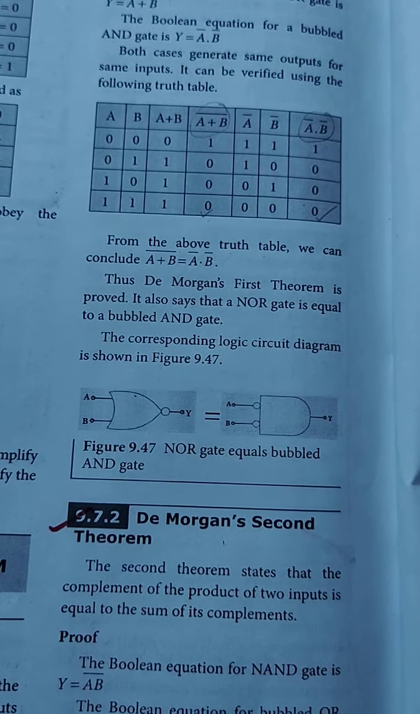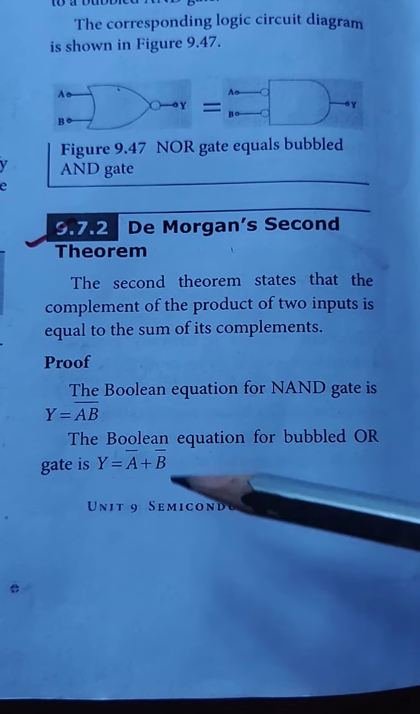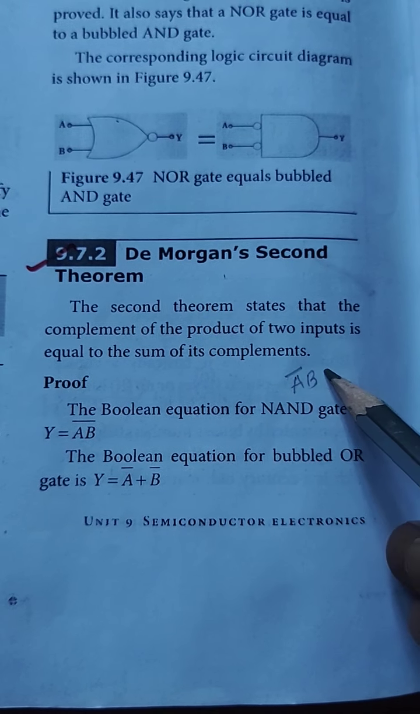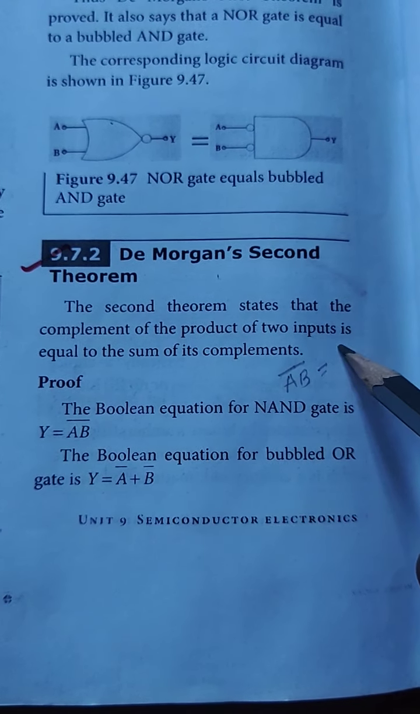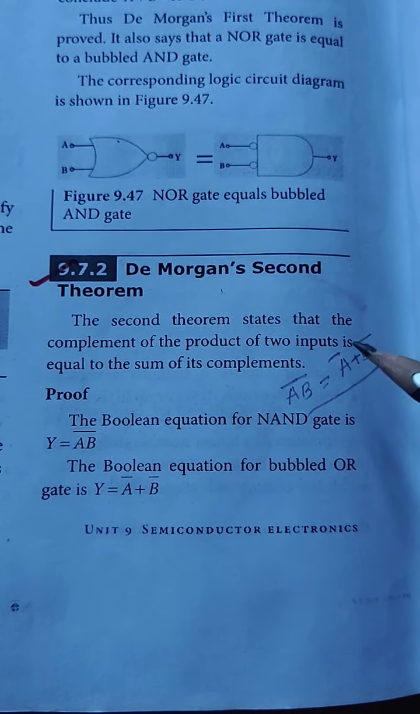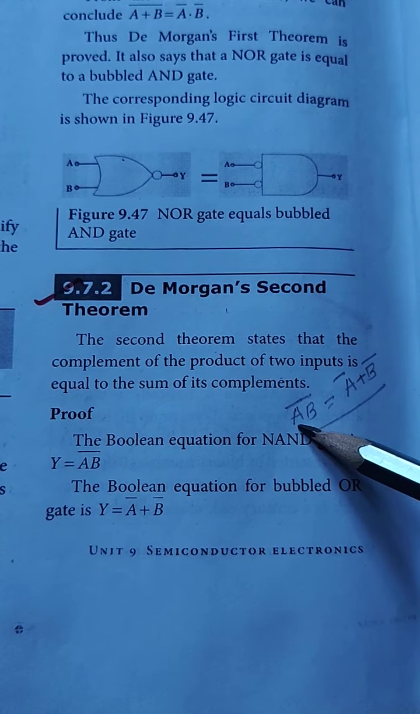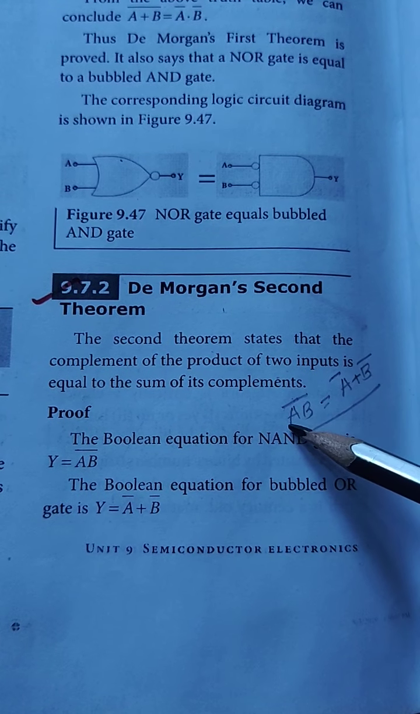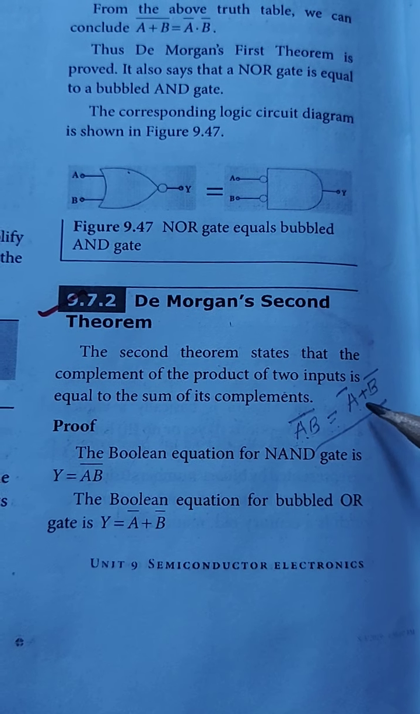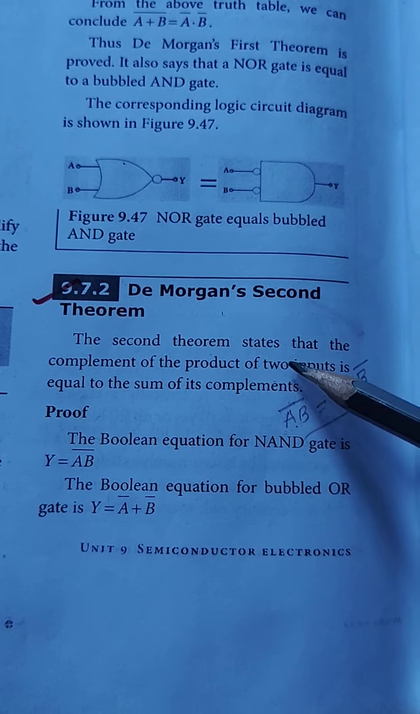And then the second one, De Morgan's second theorem. We can write the second theorem as A B whole bar equals A bar plus B bar. So the second theorem tells us the complement of the product of two inputs. Once again I repeat, the complement of the product of the two inputs is equivalent to the sum of its complements. This is De Morgan's second theorem.